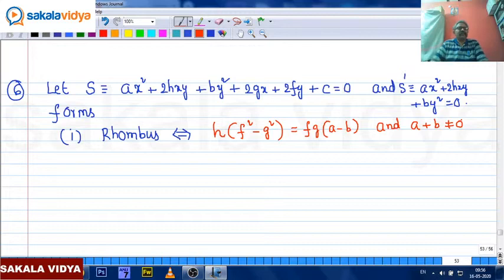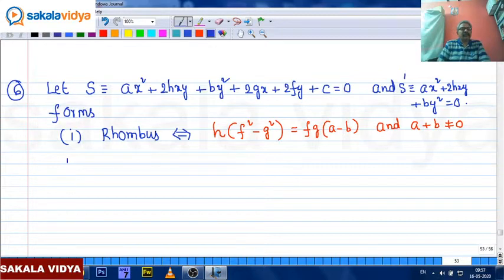That means actually in any entrance examination, you may be asked one question: what kind of quadrilateral will be formed by the pair of lines s is equal to 0 and s dash is equal to 0? That means we need to verify this one. h times f square minus g square equals fg into a minus b, and a plus b does not equal 0. If a plus b does not equal 0, then it is a rhombus.